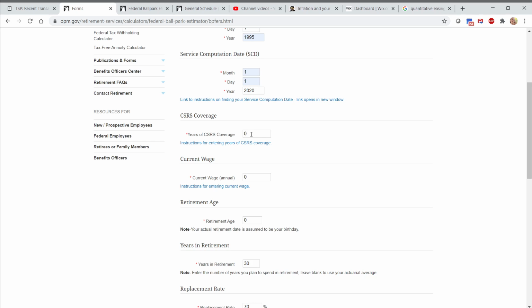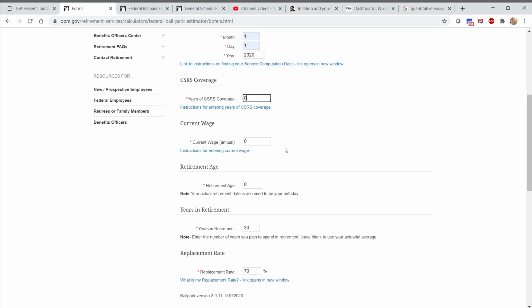Those employees that are still with the government that have about 35 years of service, there's very few left, but those people still have the CSRS coverage. A new employee wouldn't have CSRS coverage.